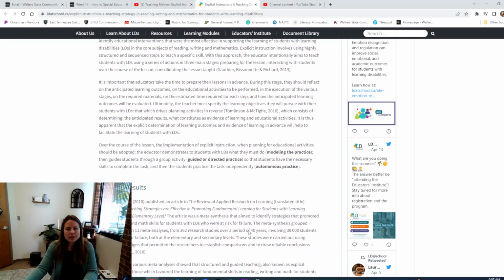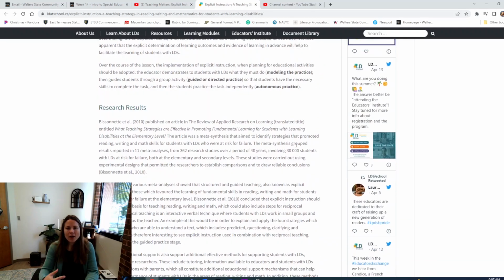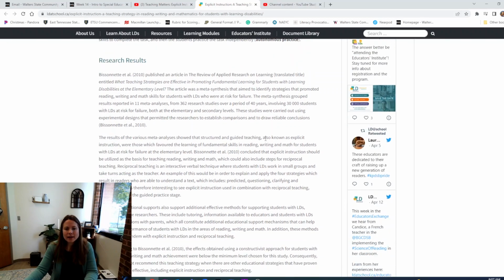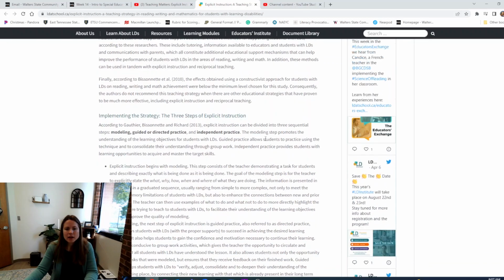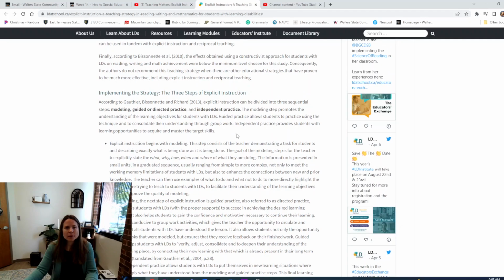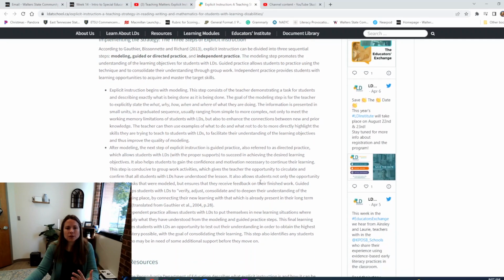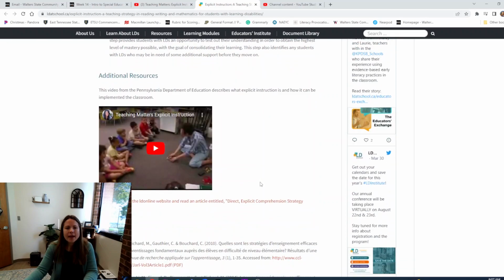So if you'll look here within the article right now, things that jump out at me, which were some of your key terms and concepts, were directed practice, modeling, guided practice, independent practice. So remember, these were the key terms I wanted us to look at.